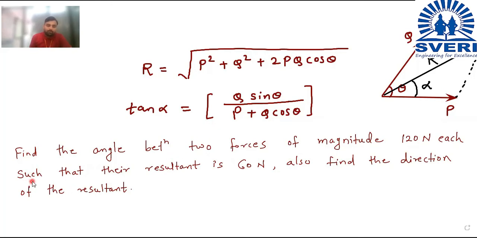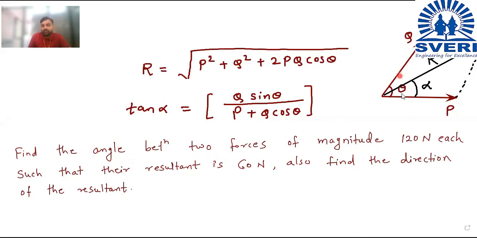Then they told us further that the resultant is 60 Newton. So the value of the resultant is also given to you. R is given to you as 60 Newton. Then further they told us, first find the angle between the two forces. So find the angle between the forces.